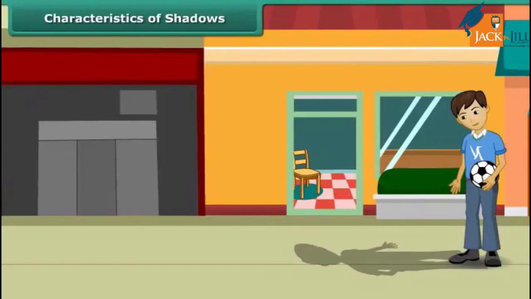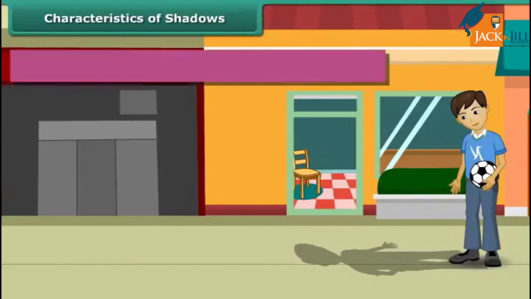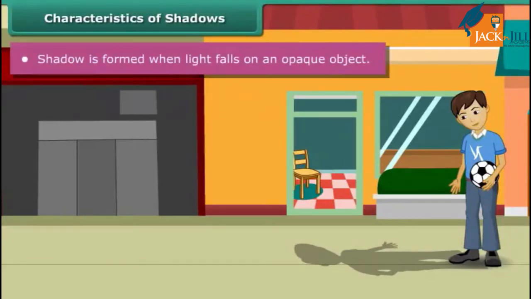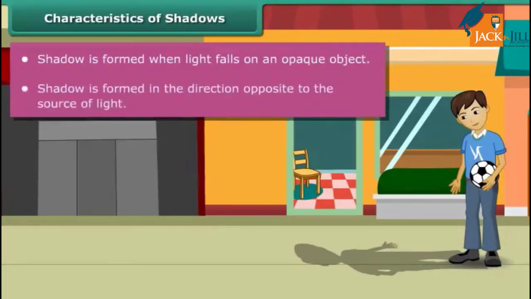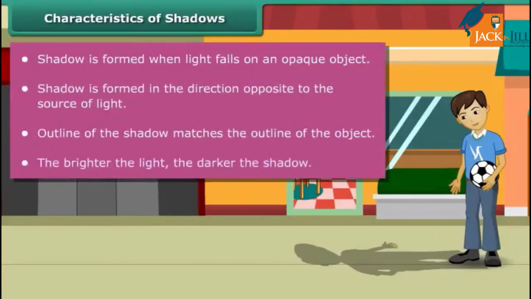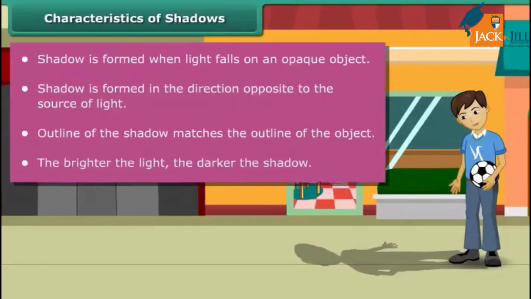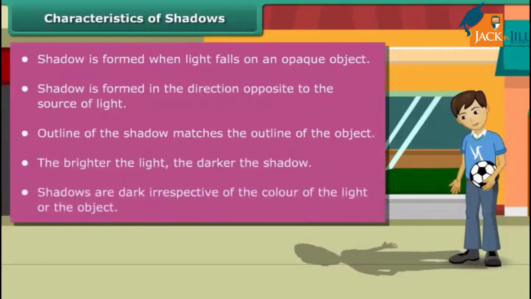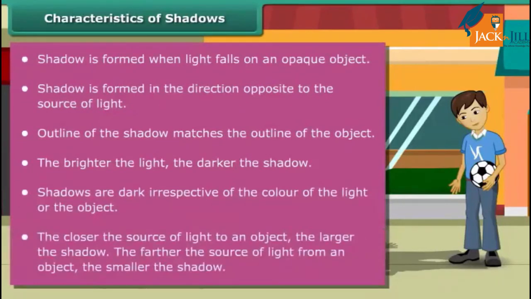Let us list the important characteristics of shadows. Shadow is formed when light falls on an opaque object. Shadow is formed in the direction opposite to the source of light. Outline of the shadow matches the outline of the object. The brighter the light, the darker the shadow. Shadows are dark irrespective of the color of the light or the object. The closer the source of light to an object, the larger the shadow. The farther the source of light from an object, the smaller the shadow.